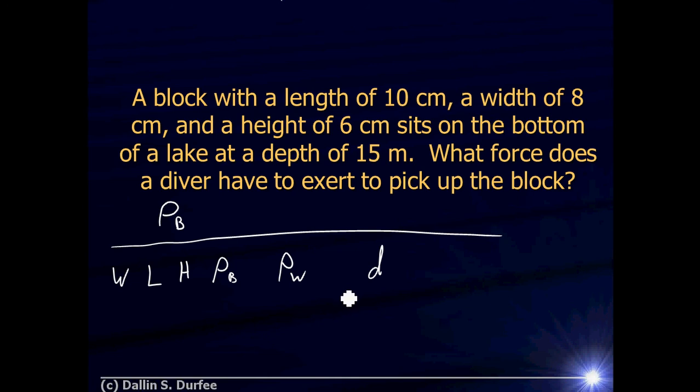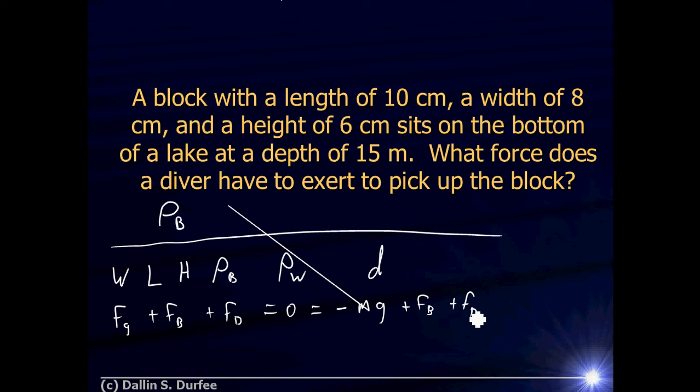And if the diver's picking it up, there's no normal force on the bottom anymore. The diver's providing that force, all right? So if the diver's holding the block up in the water, that means there's no net force on it. So when we add the force of gravity on the block, plus the buoyant force on the block, plus the force that the diver exerts, we'll call that D on the block, those should all add up to 0. Well, what's the force due to gravity? The force due to gravity is downward, so it's going to be negative mass of the block times g, right? The buoyant force, let's just call it the buoyant force for now, plus the force of the diver has to equal 0.